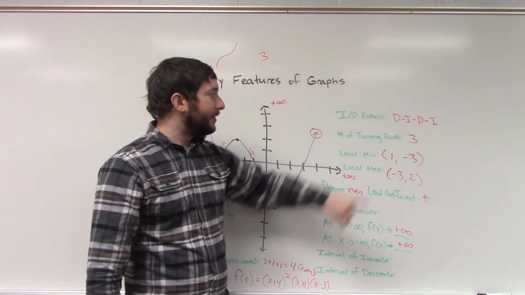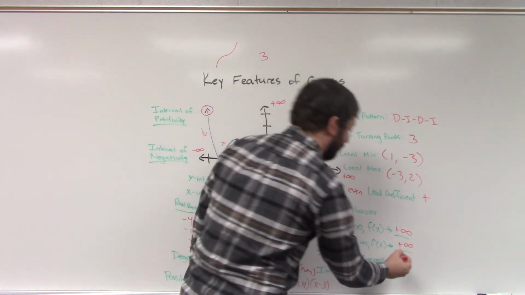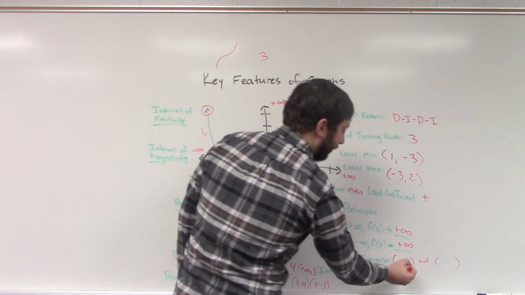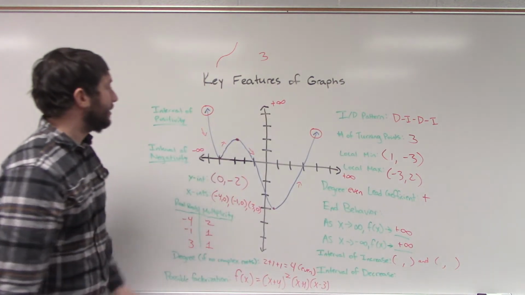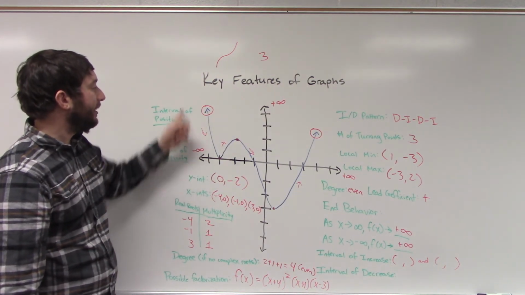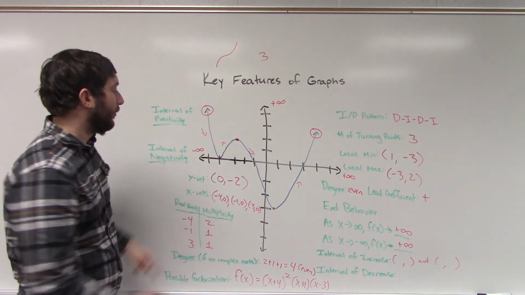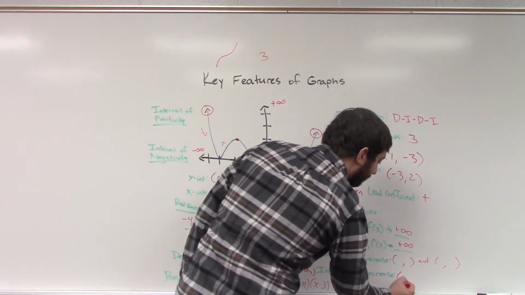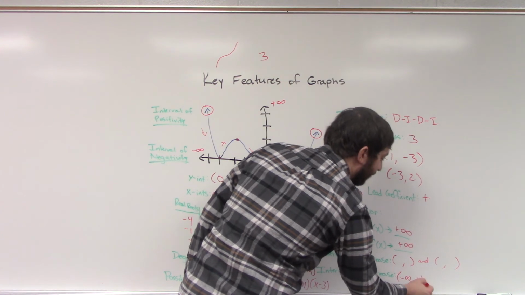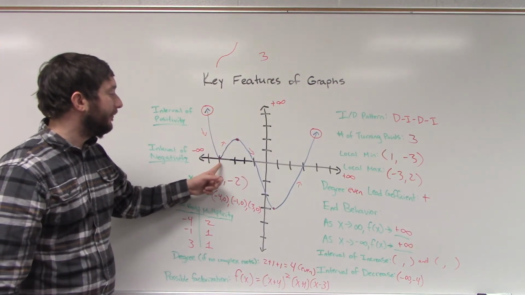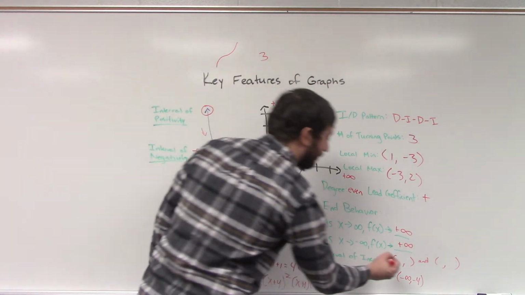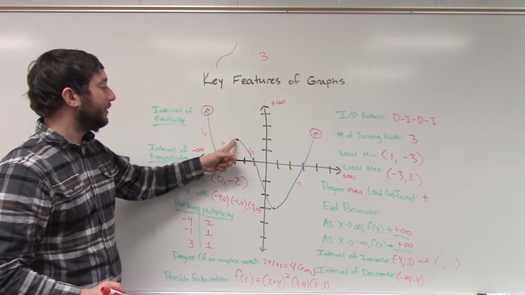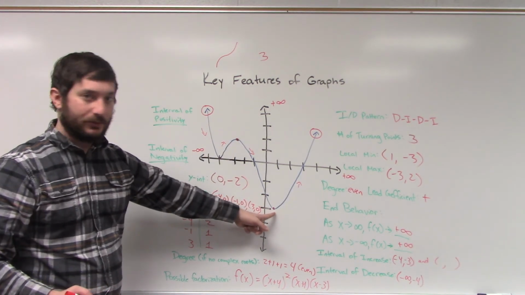Interval of increase, interval of decrease. Notice we have 2 decreases, 2 increases, so we'll have 2 of each. Intervals of decrease: we're decreasing from negative infinity all the way down until -4 along the x-axis. Then we turn around. Then we start to increase from -4 until -3 along the x-axis. We're increasing, stop, turn around, decrease from -3 all the way until x equals 1.